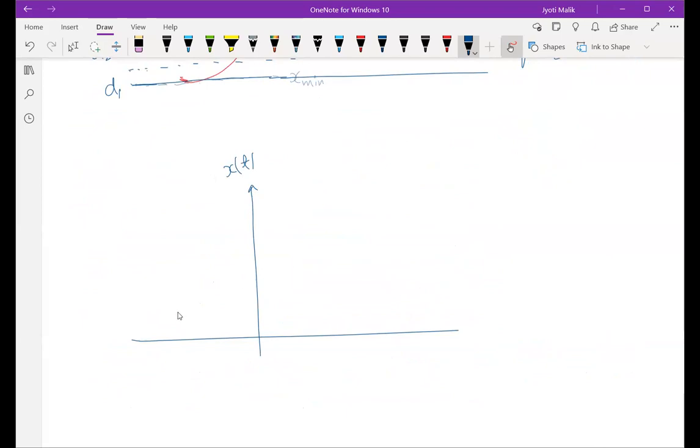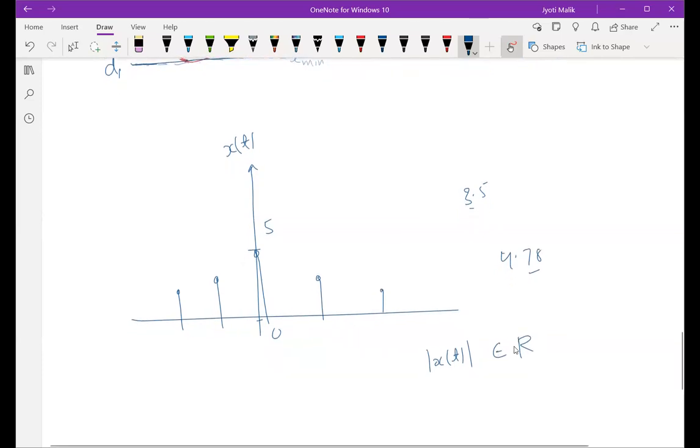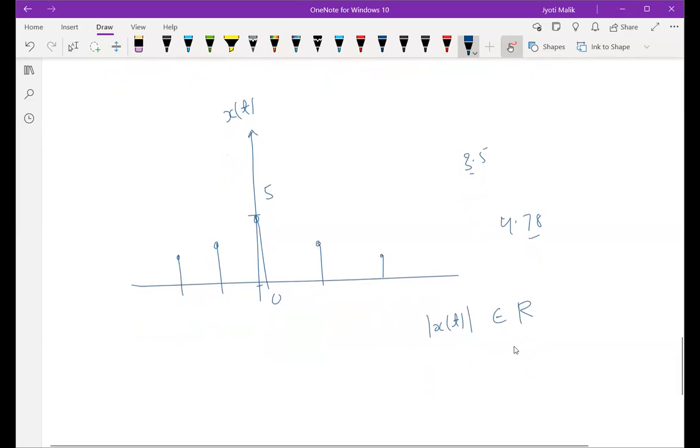For example, you had this signal where these sample values can be anything in the range from 0 to 5. It can take 3.5, it can take 4.78, any real value. The magnitude of x of t belongs to the real numbers. The number of values it can take is infinite. There are so many values.